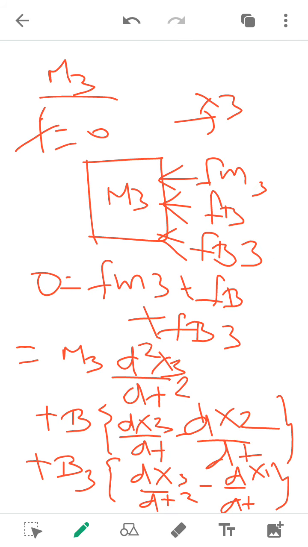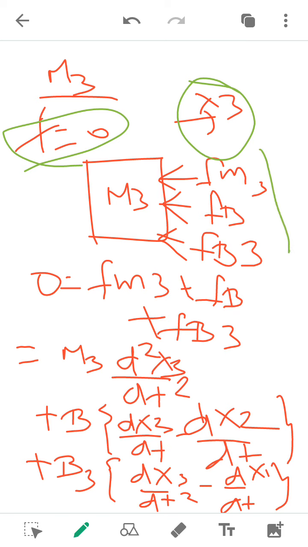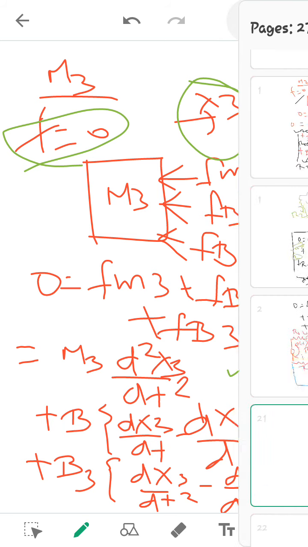Finally, for mass 3, the individual force applied is again 0. This is your assumed displacement. These are the opposing force elements Fm3, Fp and Ft3, and we have written the second order differential equations like this.